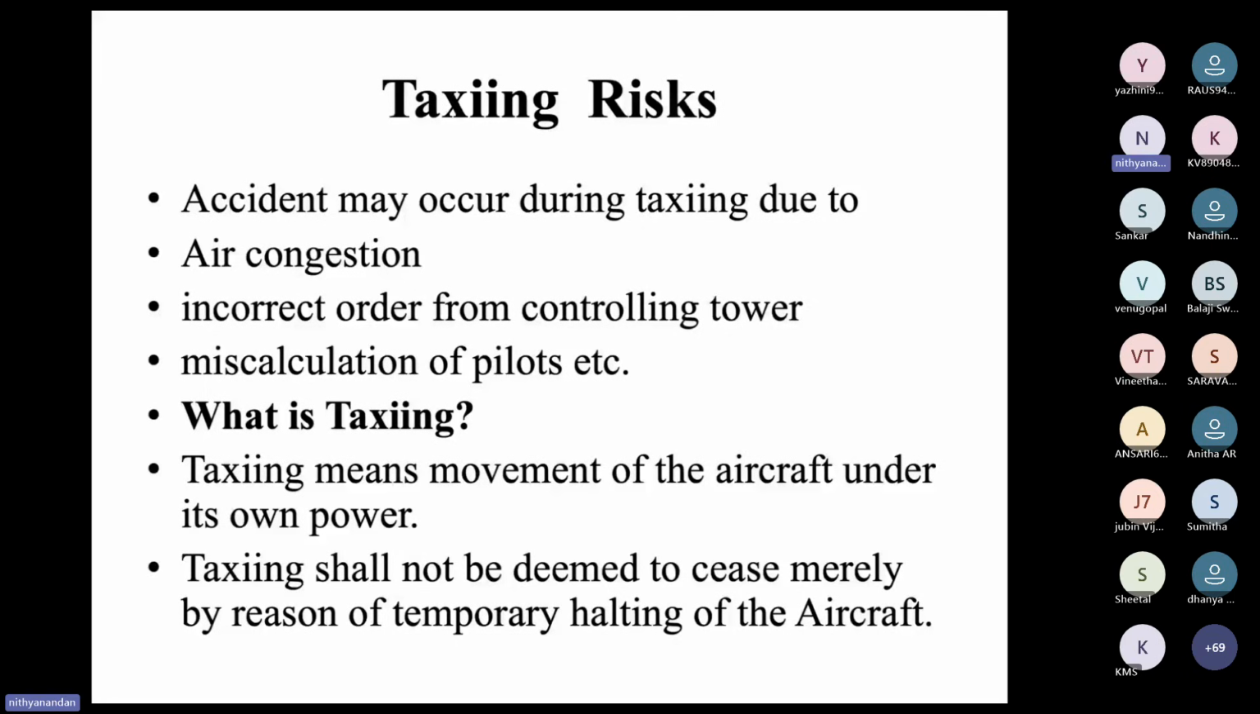Accidents may occur during taxiing due to air congestion, incorrect orders from the controlling tower, or miscalculation by the pilots. Because while taxiing, the wings are so broad, the pilot has to judge the distance at which the wings are coming. So the wings may hit the objects which are standing nearby. So the pilot should operate the aircraft very carefully while taxiing.